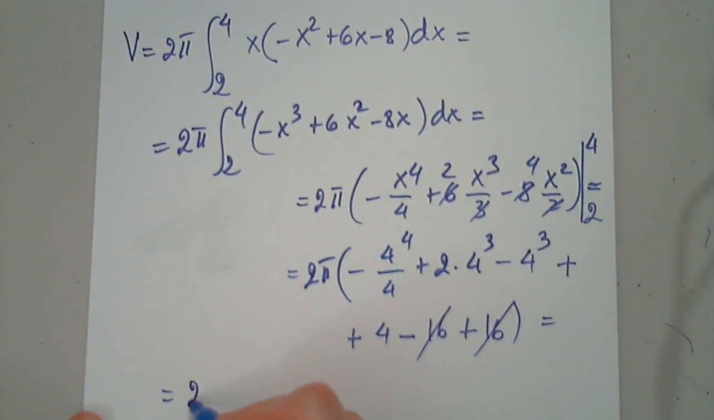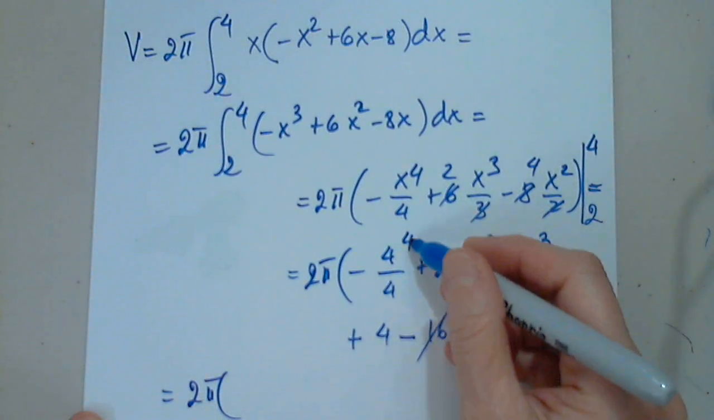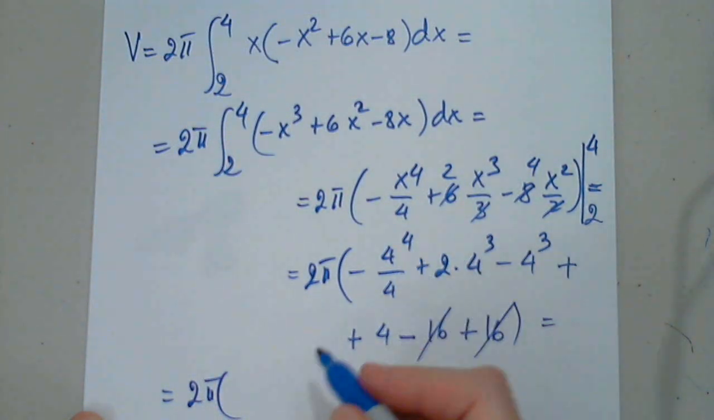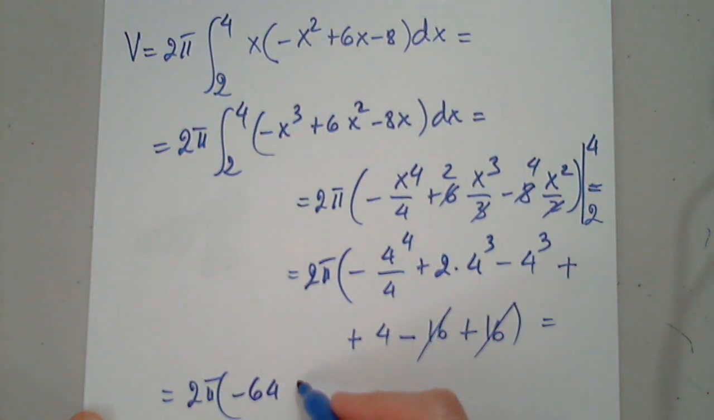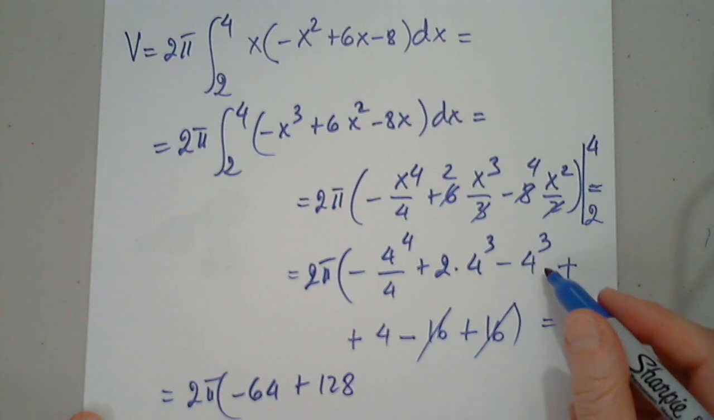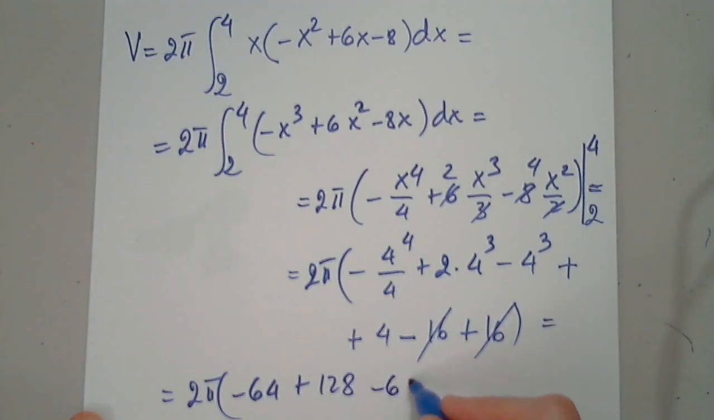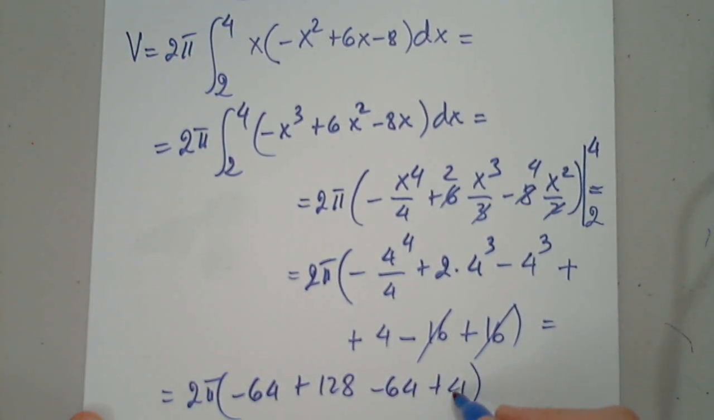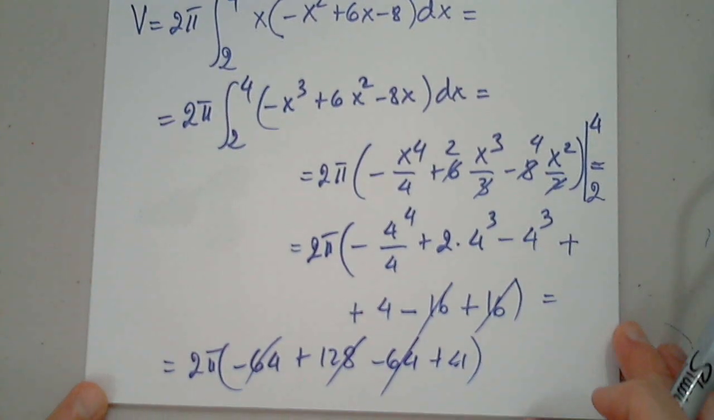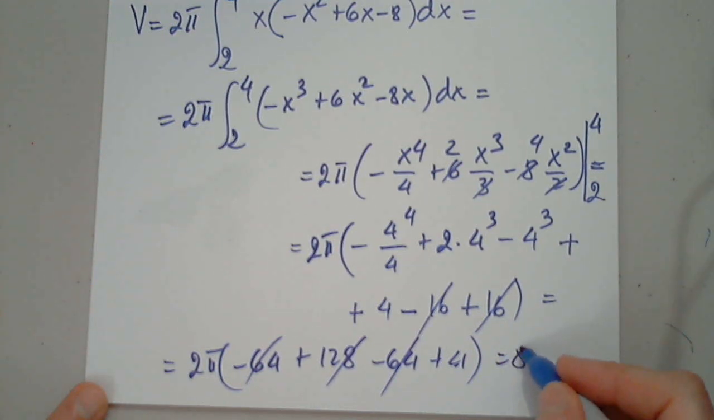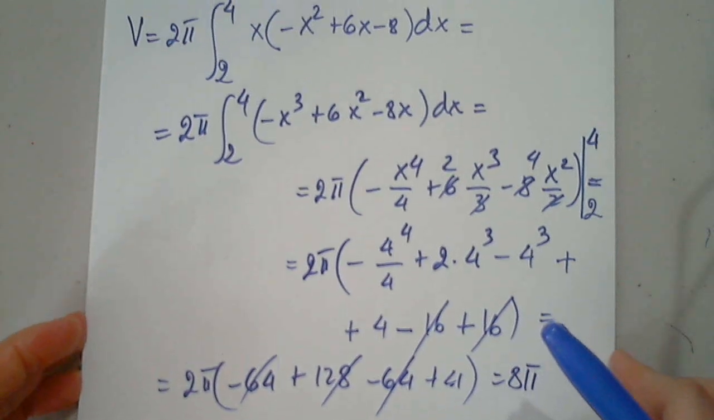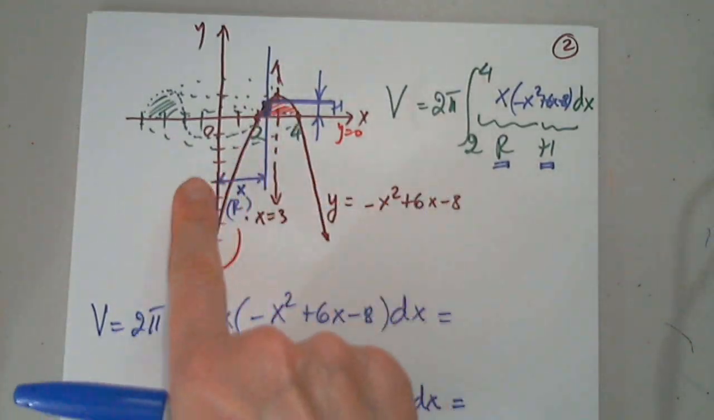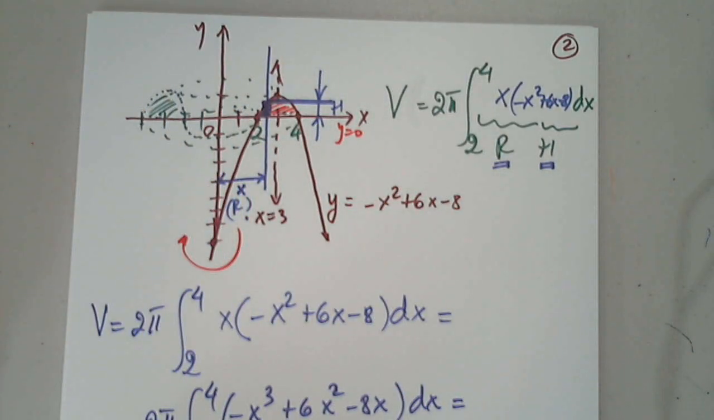Okay, so 2 pi, when I simplify, I get 4 to the third, and 4 to the third is negative 64. This is 4 to the third times 2, which is positive 128. And this is, again, negative 64, and this is plus 4. All these will go away, negative 64 with negative 64, negative 128, and this is 8 pi. And this is the volume that we obtain by rotating this area around the y-axis.